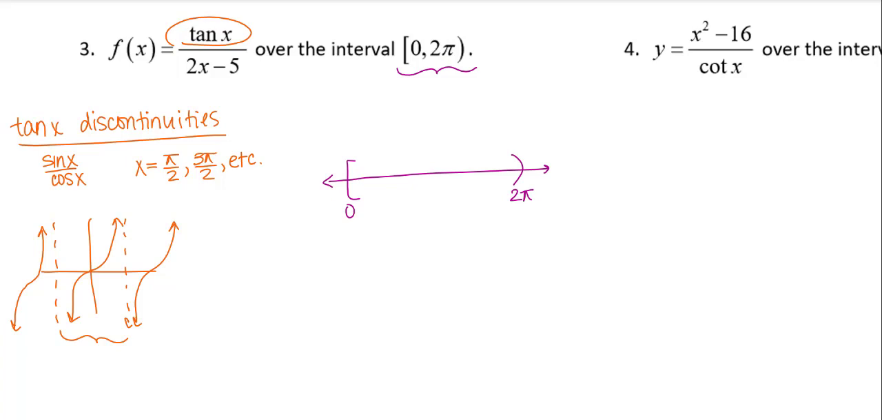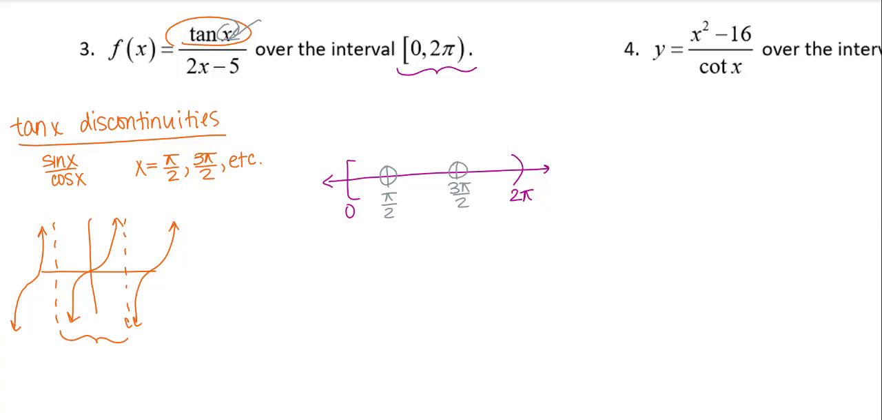So I know tangent of x itself has discontinuities. I cannot put pi over 2 in for x. That'll give me an error or a domain restriction in my numerator. So I already have pi over 2 to add to my number line. That's one jump, as well as 3 pi over 2 is another jump.